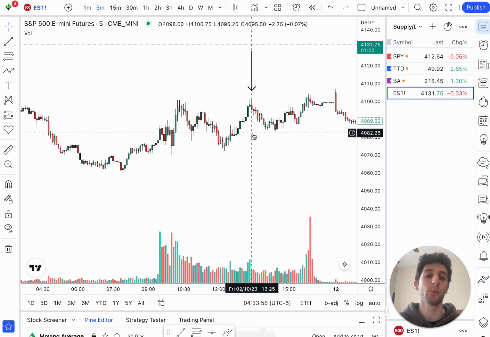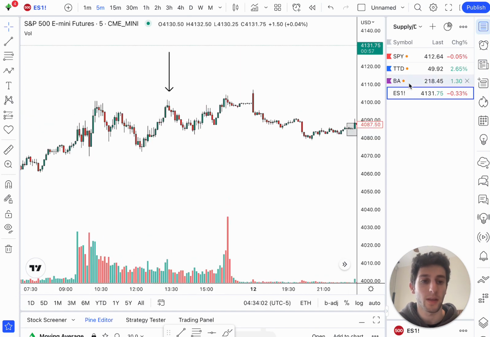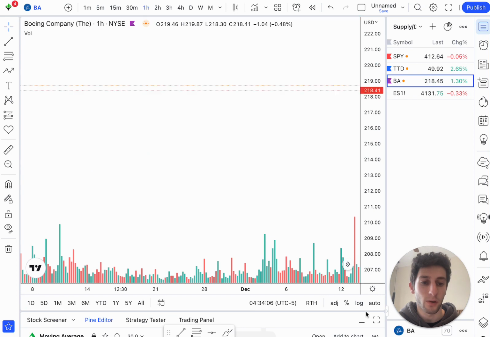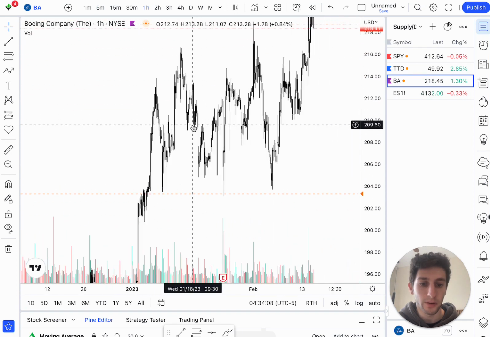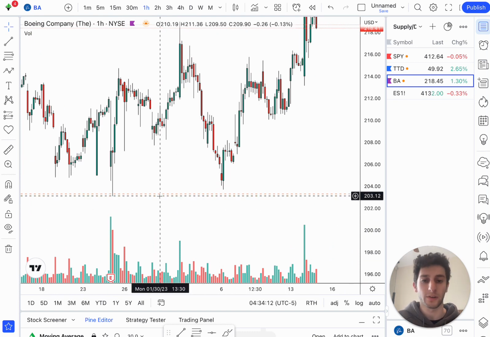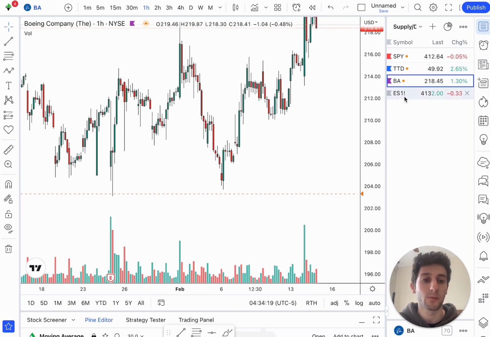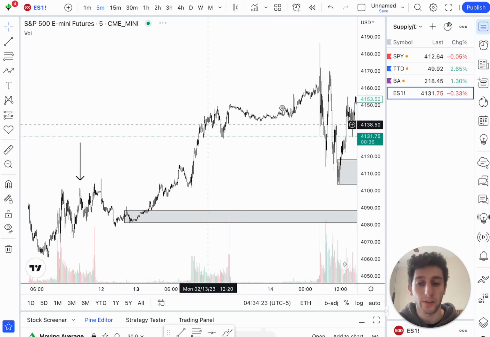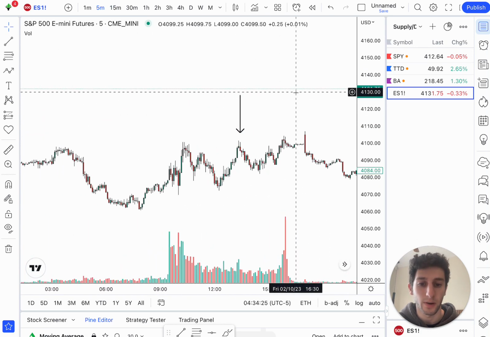Okay, so now how do we confirm that this actually works, right? Because we saw that example on Boeing where we saw that increased volume. If I zoom out here, what about here? What about here? There's a bunch of different examples where we do see increased volume, but it doesn't result in a reversal. So the way you get around that is by waiting for the next candle confirmation, okay? So all you have to do is just wait for the next candle and see what happens, right?